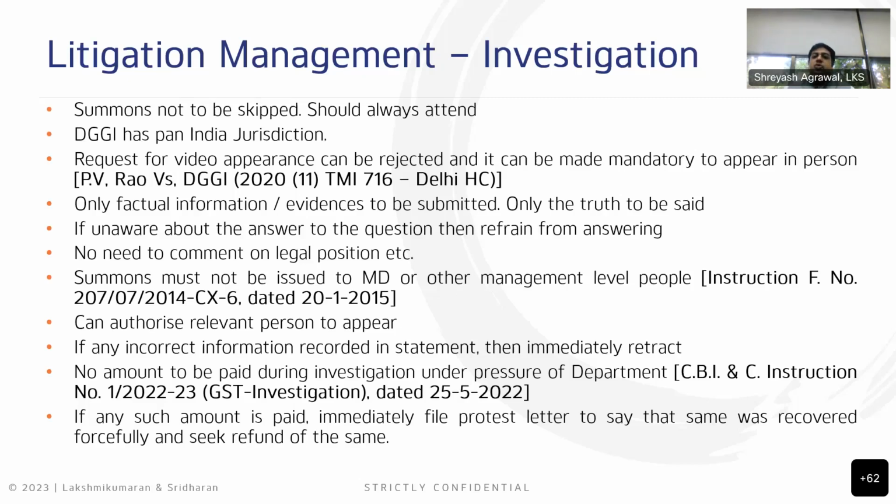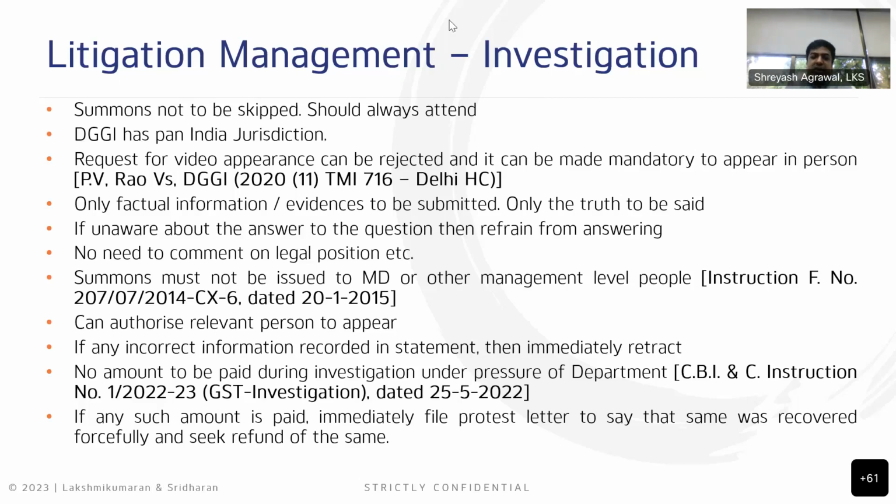The first rule is you should never skip a summons. Skipping a summons may initiate criminal proceedings against you. Secondly, you can request video conferencing, but it is generally disallowed, and then you have to mandatorily appear. We have quoted a Delhi High Court decision in this regard, wherein the person in COVID wanted video conferencing and was denied, and DGI initiated criminal proceedings. They went to court, and the court held no. If DGI has called you physically, you have to go physically. And DGI has pan-India jurisdiction. So you may be sitting in Gujarat or in Bombay, but DGI Kochi may call you. That is possible and that is happening.